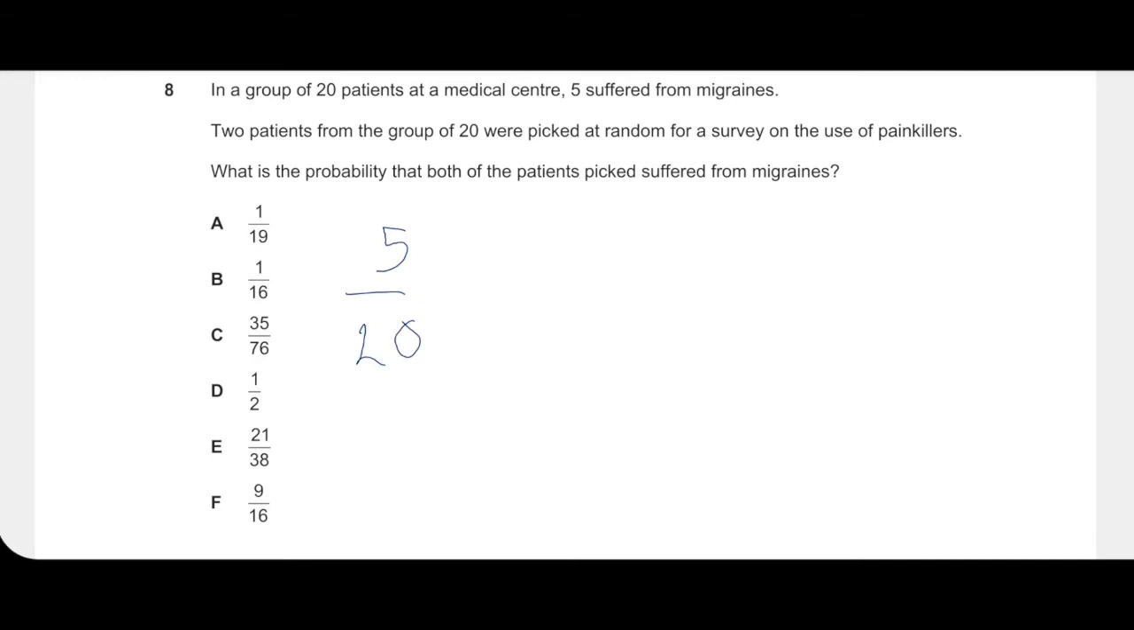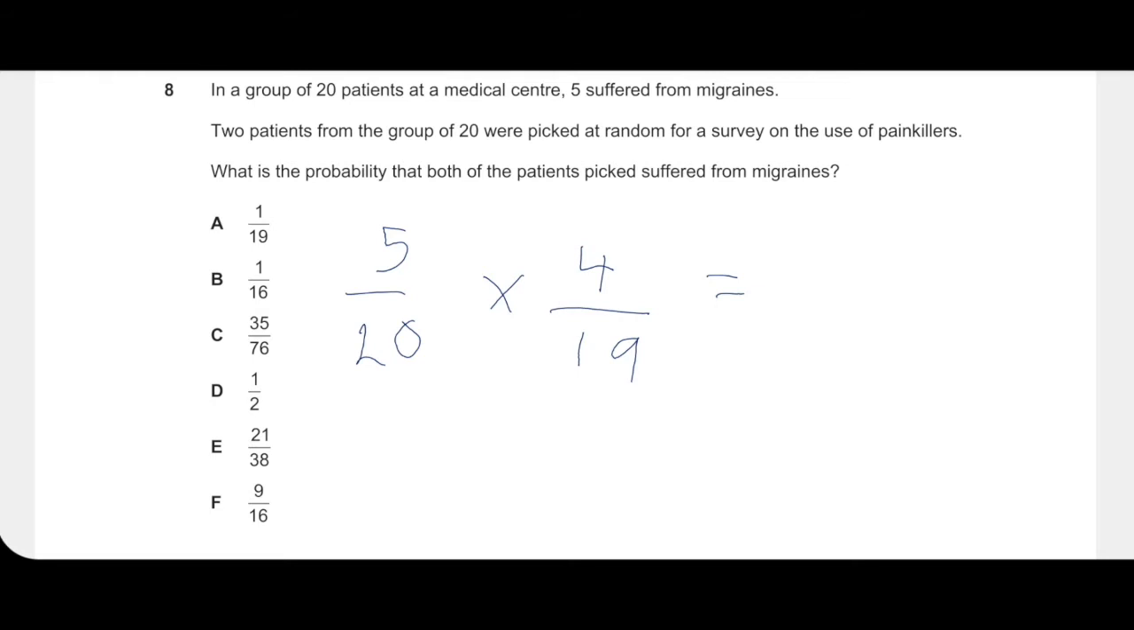So at the first round of picking, the probability of them picking a person that does suffer from a migraine is 5/20. And for the second pick, there are four patients left if they pick at the first round someone that suffers from a migraine. So, you know, the numerator of the second fraction is going to be 4. And the denominator is going to be 19, because there are a total of 19 people left at the end of the first picking. So that is your multiplication that you're going to be using to work out the answer.